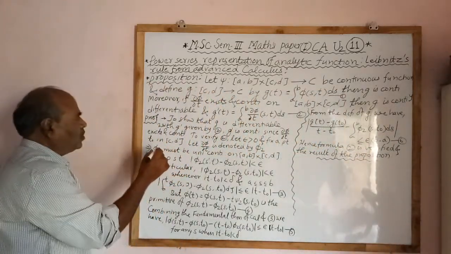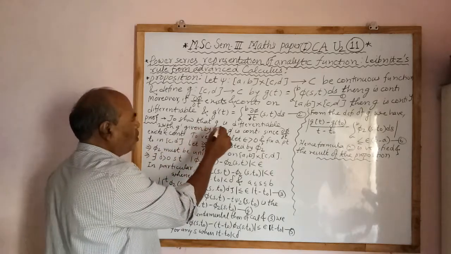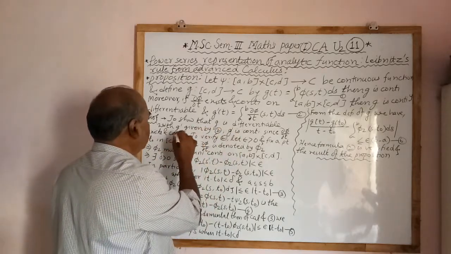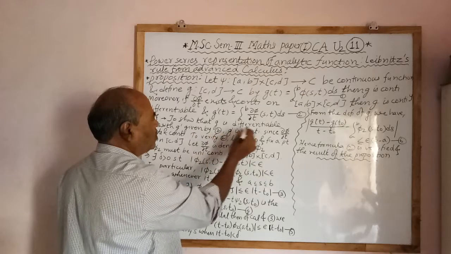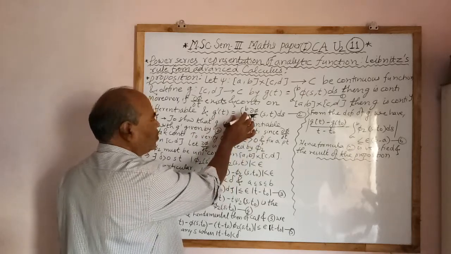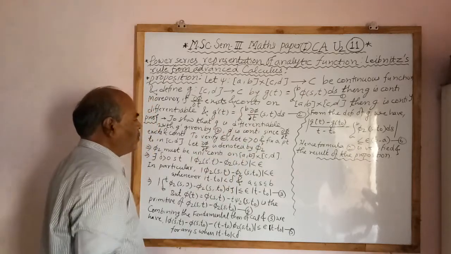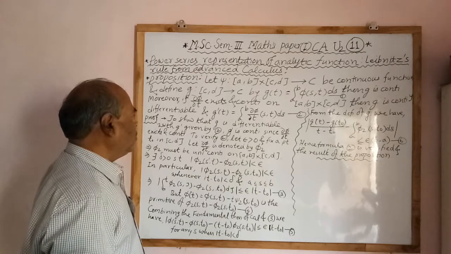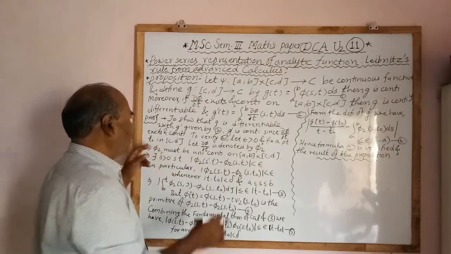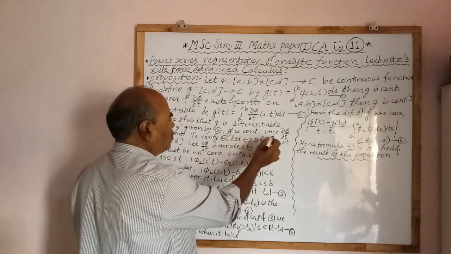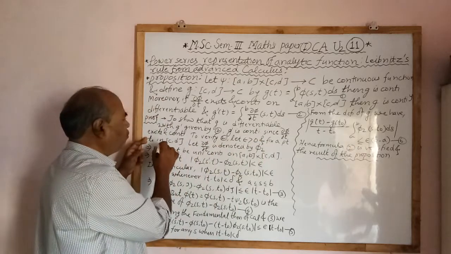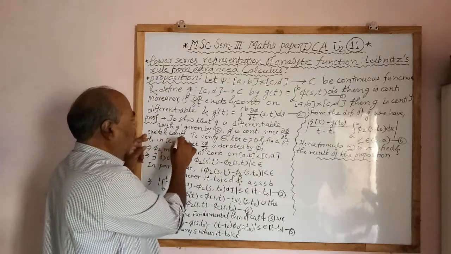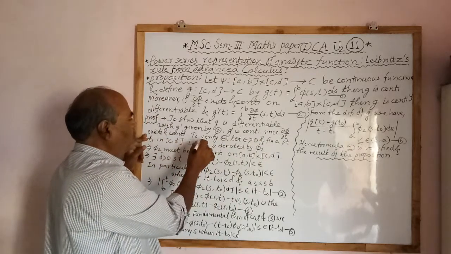Now let us see the proof of the proposition. To show that G is differentiable with G dash given by equation 2. G dash is given by this equation 2, which is the integral from a to b of del phi by del t, which is a function of (s,t), ds. G dash is continuous since del phi by del t exists and is continuous. Verify this formula 2.